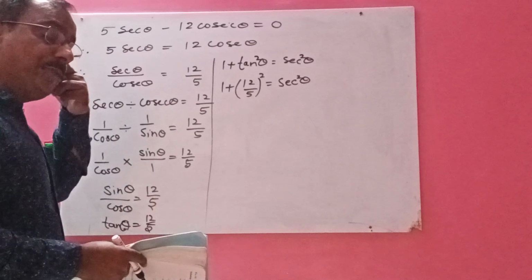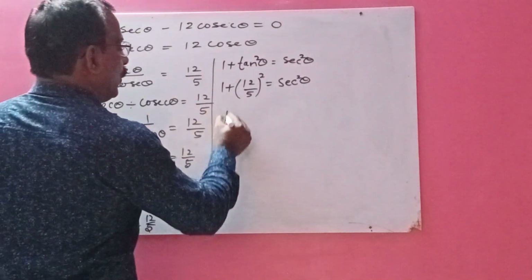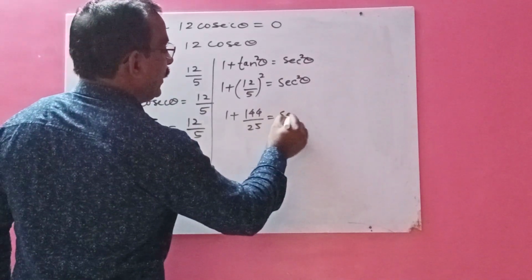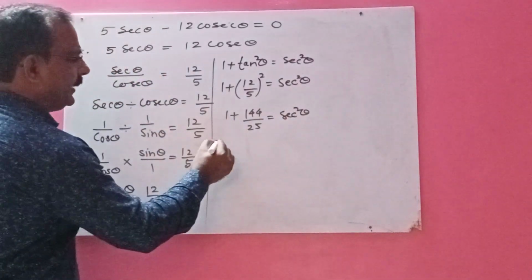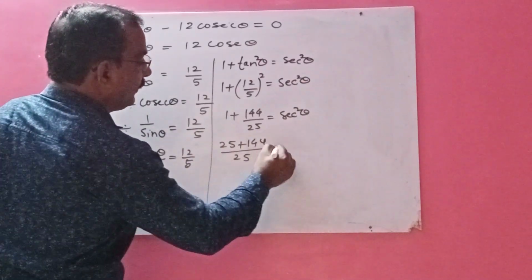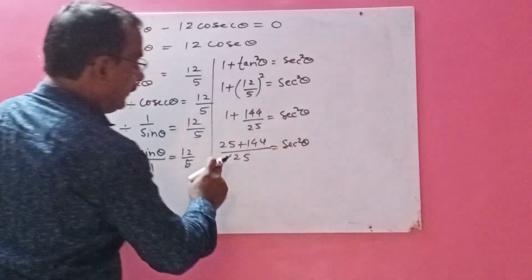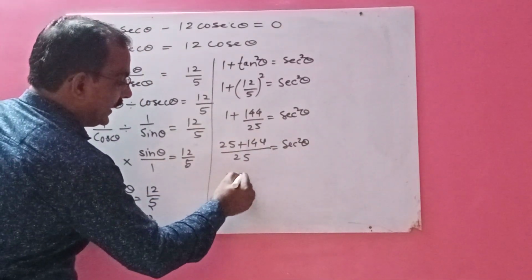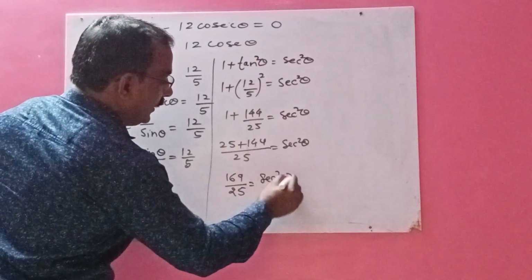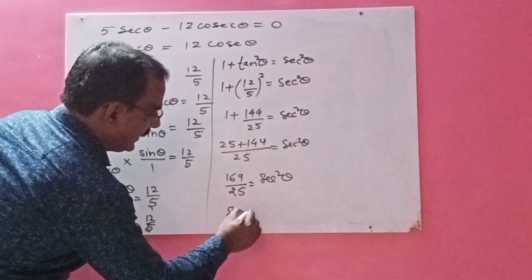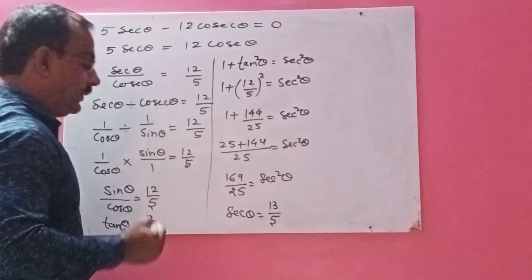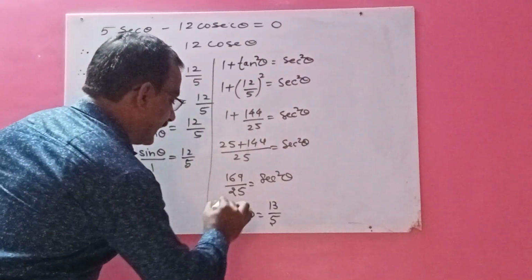Now 12 square is 144 and 5 square is 25, so 1 plus 144 upon 25 is equal to sec square theta. Cross multiply, 25 plus 144 upon 25. This is sec square theta. It will become 169 upon 25 equal to sec square theta. And then sec theta I am writing directly now. Square root of 169 is 13 and square root of 25 is 5. So first answer you got.